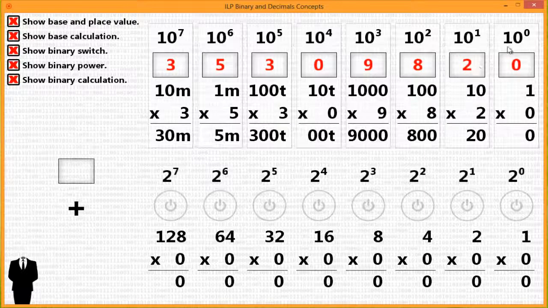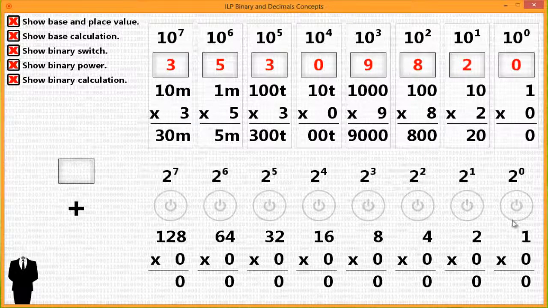So like the decimal system, when you start at 10 to the 0, it's 1. Each time you move, you increase by tenfold. This place value of 10, when you increase to the next one, is 10 times 10, or 100. And again, from 100 to the next place value, it's times 10. So 100 times 10 is 1,000.